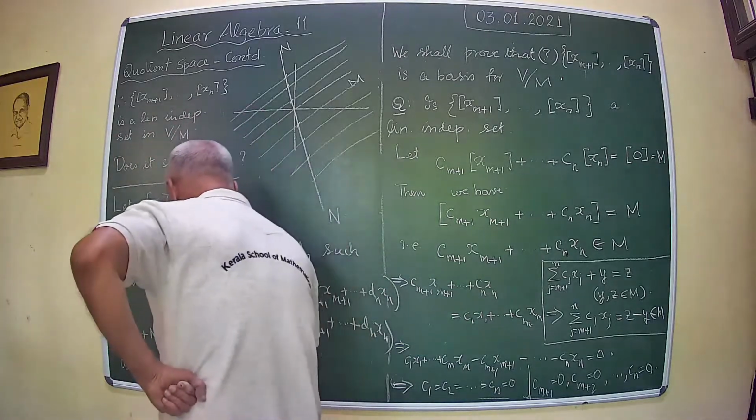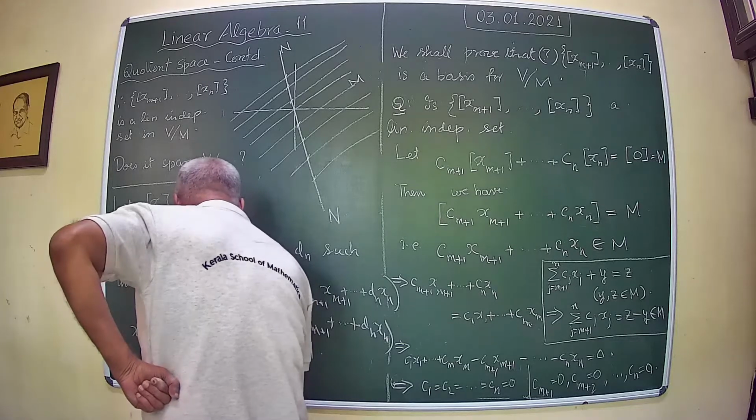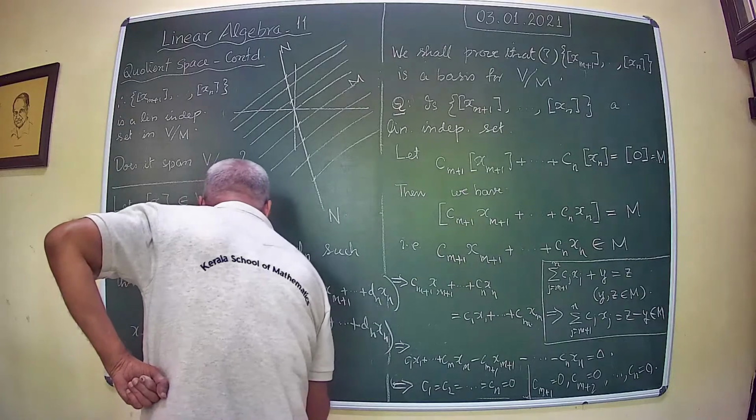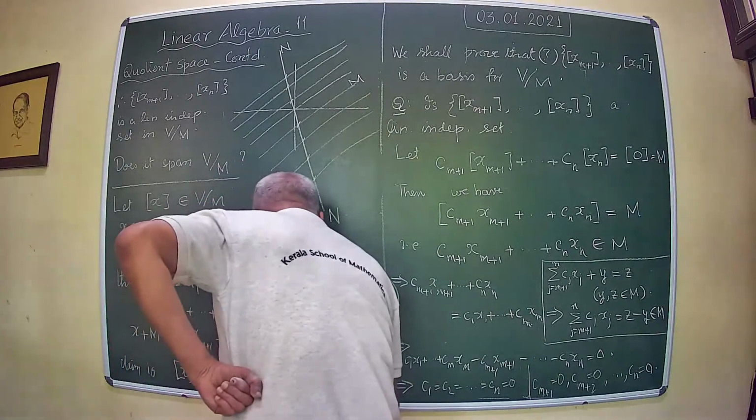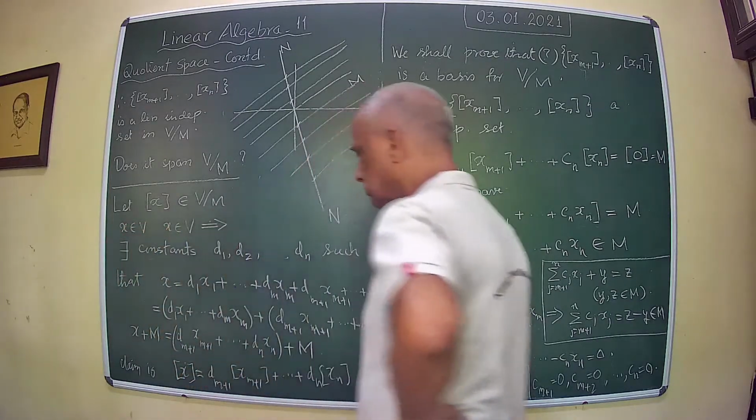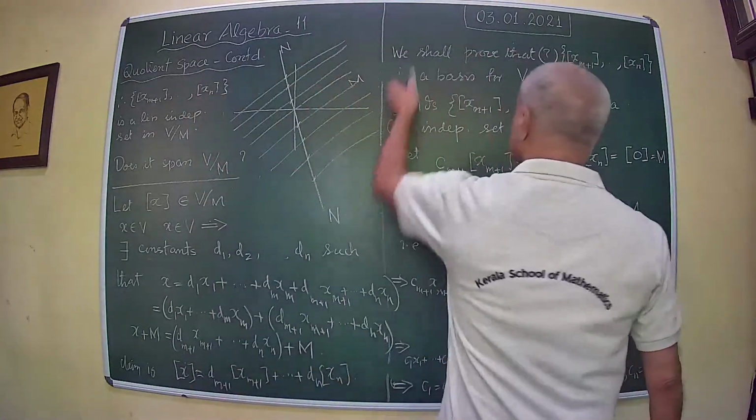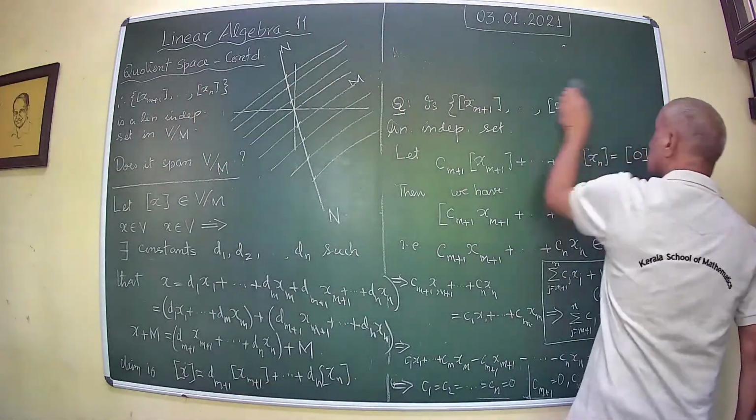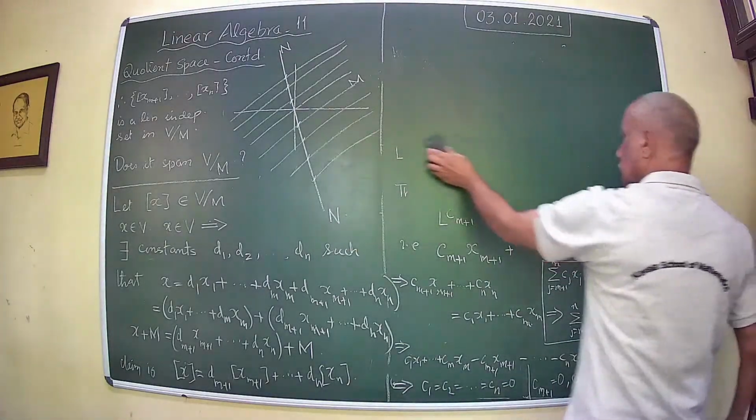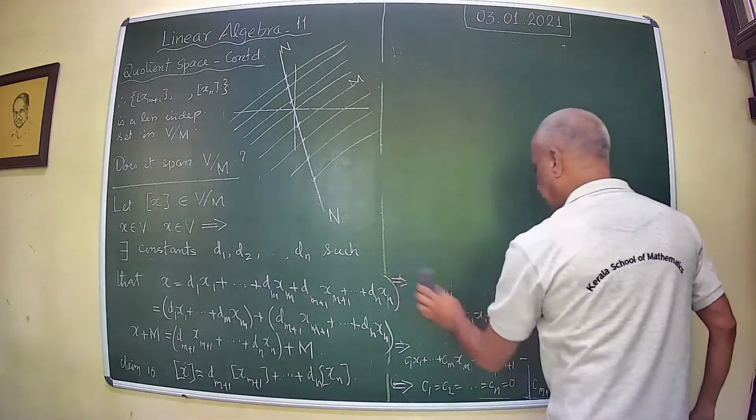This is equal to. This is what makes it. So what we have to check is the following. See, what one has to check is the following.